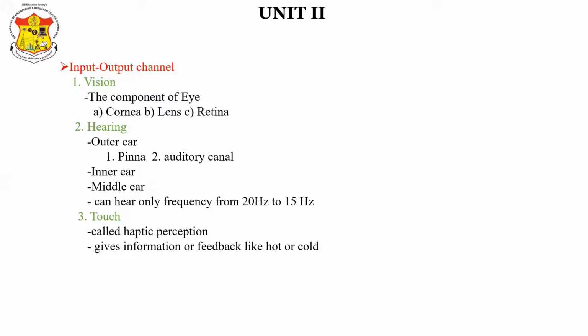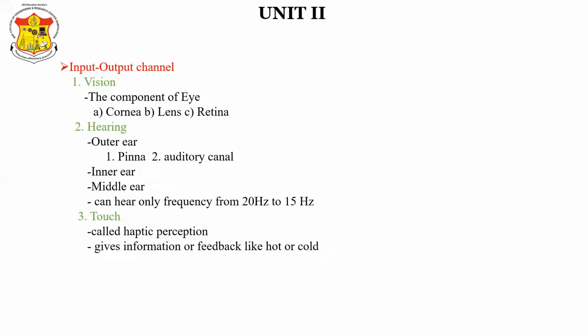The pinna is attached to the sides of the head, and the outer ear protects the middle ear, and the auditory canal contains wax. So what is the purpose of wax? The purpose of wax is to prevent dust, dirt, and insects from reaching the middle ear. Wax also maintains a constant temperature. The pinna and auditory canal amplify the sound. The location of a sound is identified because the two ears receive slightly different sounds, along with the difference in the time of the sound reaching the two ears.